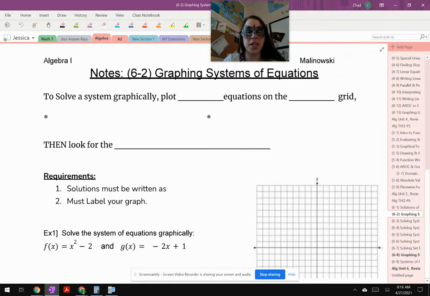Right, lesson six, I can't even speak. Lesson 6-2, graphing systems of equations.